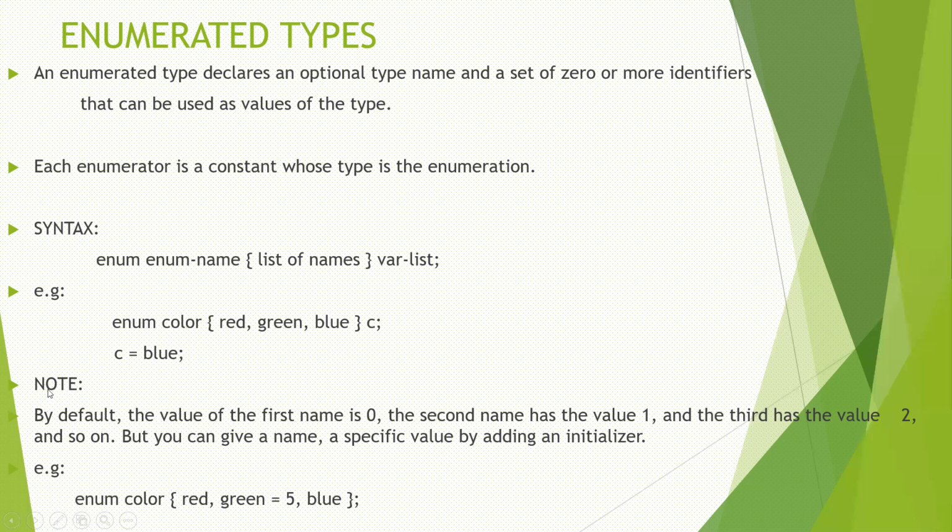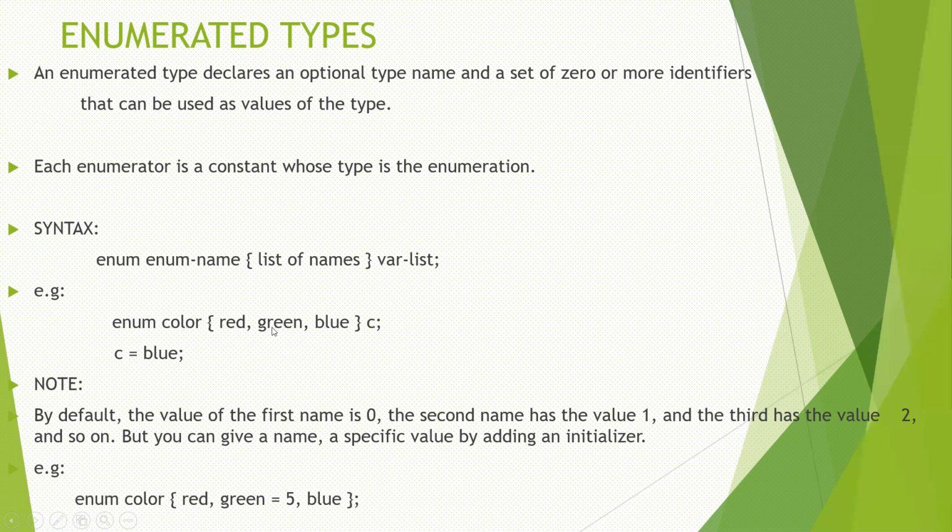Now, what is the next one? Note: by default, each and every item you mention within the curly braces has an associated integer value starting from 0. So red is assigned 0, green is 1, blue is 2, and so on, starting from 0, 1, 2. Actually, that is rarely used, but focus on this one.